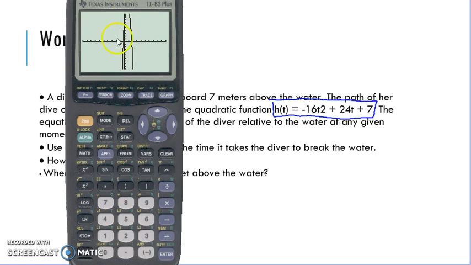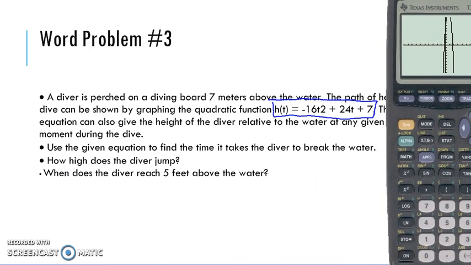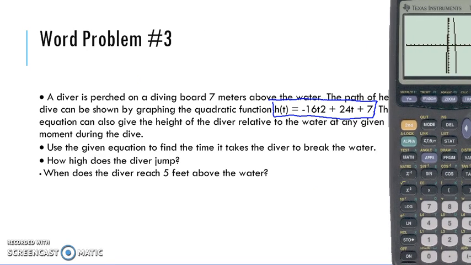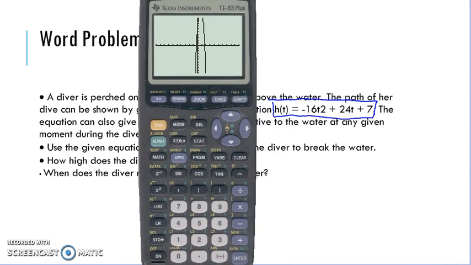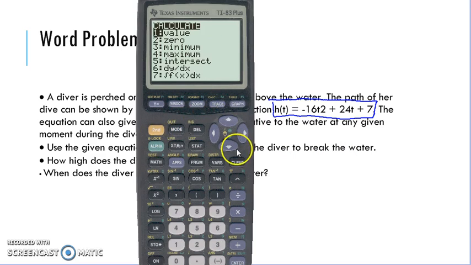Alright, I've got this parabola, it's always going to be upside down. Now I want to use this equation to find the time it takes a diver to break the water. Then I want to see how high the diver jumps and when the diver reaches 5 feet above the water. So to begin with, I want to see when it breaks the water. Well, right down here is where it's going to hit the ground, right? That's when height is 0. So I'm going to find my 0.